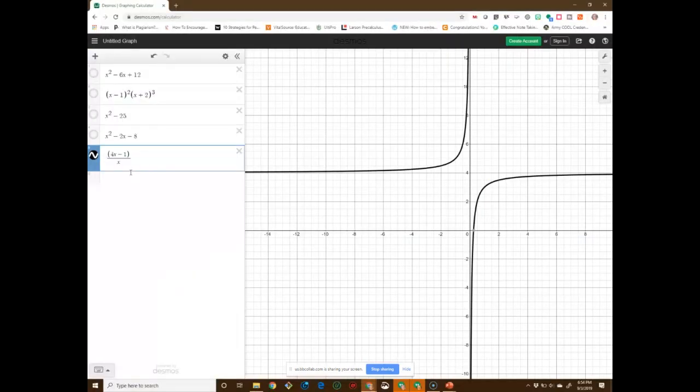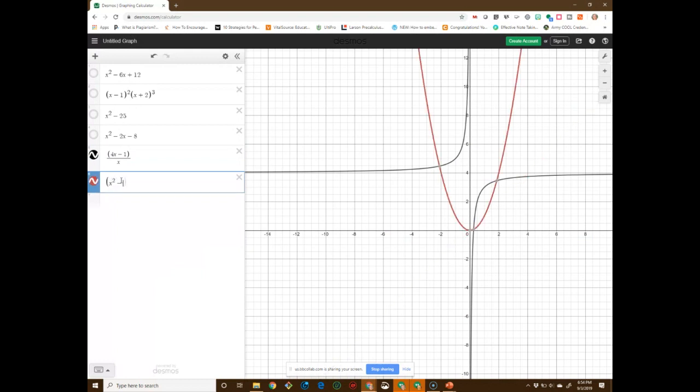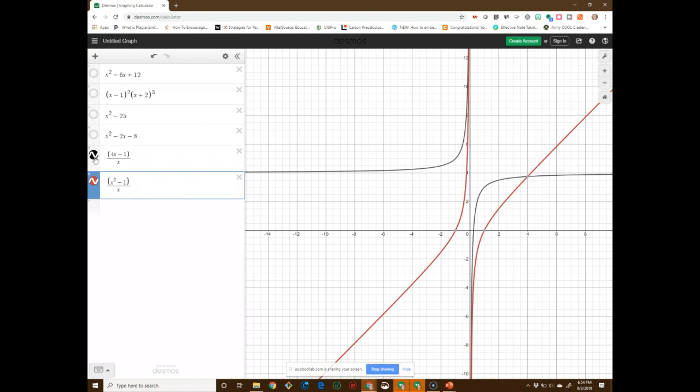So I'm going to bring up a graph for this one. I have (x squared minus 1) over x. Turn off the other one. So we're looking for where it is greater than or equal to 0. So it's greater than or equal to between -1 and 0, and it's not including 0. 0 is called an asymptote. That's something special that you will learn about in week 6.